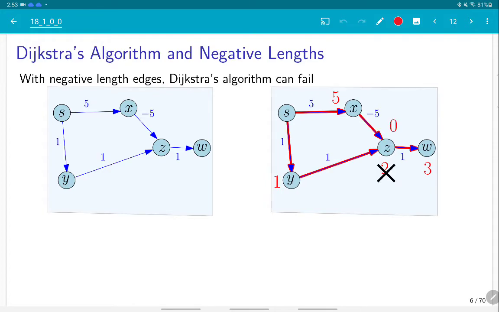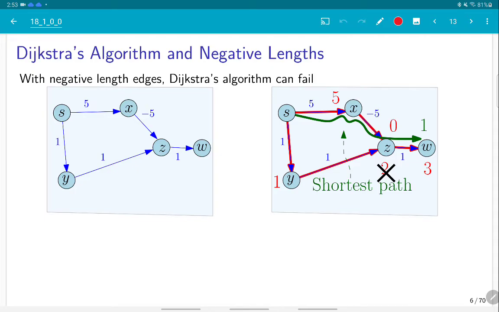And then we get 5 minus 5, we get 0, which means that the shortest path we assigned to Z was wrong, right? And that's the problem with Dijkstra. Dijkstra never looks back, right? It's very confident in what it does. It just does it, never backtracks, never doubts itself. Just goes ahead and sets distances. But when you have negative edges, it just doesn't work.